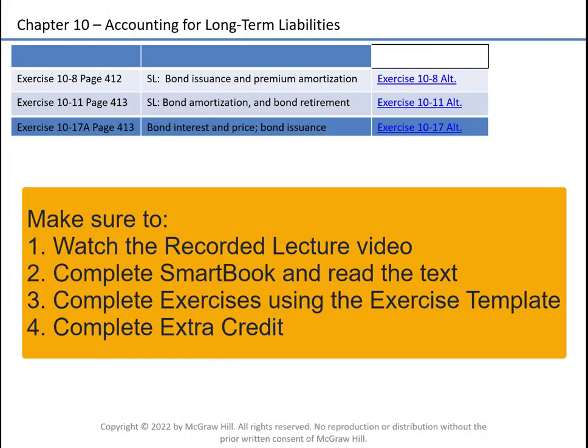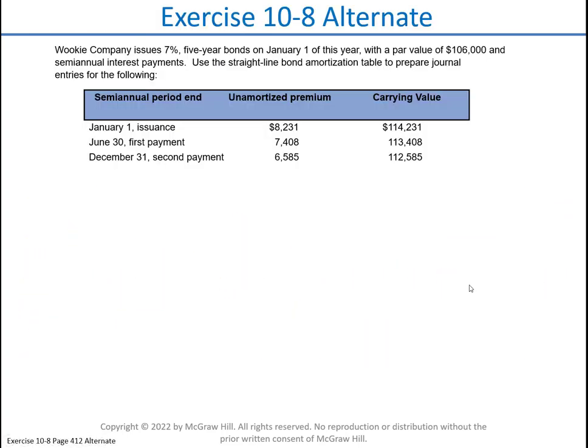This video is on Chapter 10, Accounting for Long-Term Liabilities, and I will review the alternate exercises 10.8, 11, and 17. Exercise 10.8, alternate. We want to determine how to record issuing bonds and the related amortization of either a premium or discount, and in this case it is a premium.